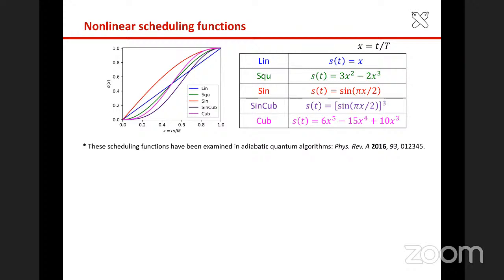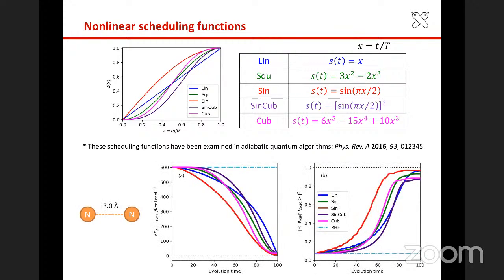First, I tried a non-linear scheduling function. Usually we use this blue linear scheduling function given here, but we can use this kind of non-linear scheduling function as well. Actually, this kind of scheduling function has been examined in the AQC, I mean the adiabatic quantum computation, in this paper. We calculated a wave function using ASP for this nitrogen molecule at the atomic distance of 3 angstrom, which is roughly speaking nearly the bond dissociation regime.